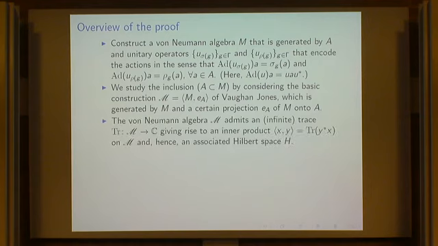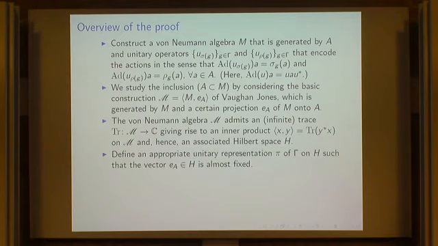And this basic construction comes equipped with a trace, which is not a state. It's not defined everywhere. But it still gives rise to an inner product with this formula. And by completing with respect to this inner product, we get a Hilbert space, and that's the one on which our unitary representations act.